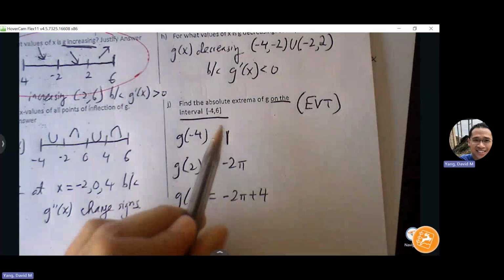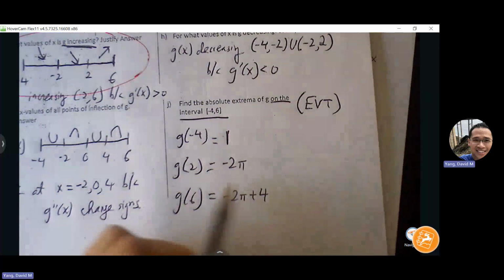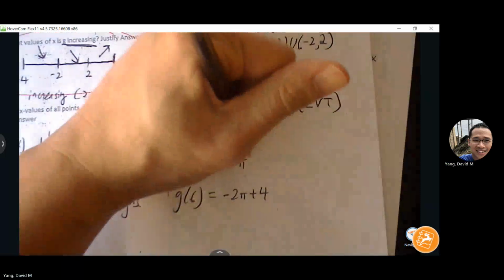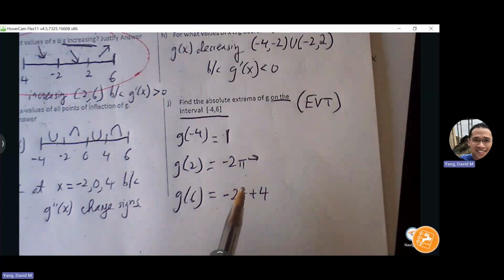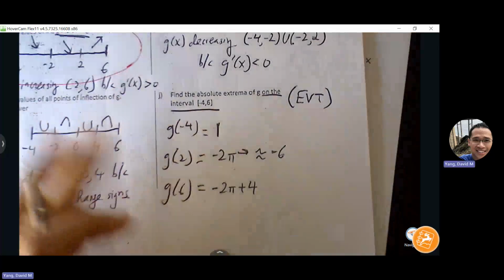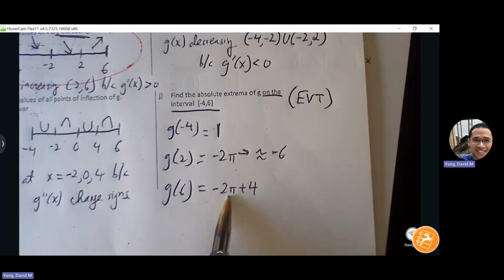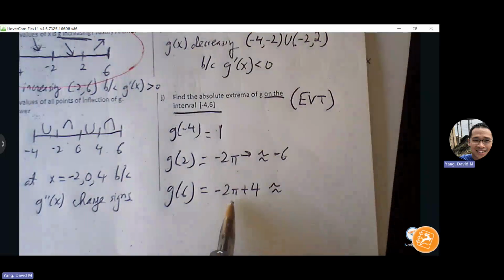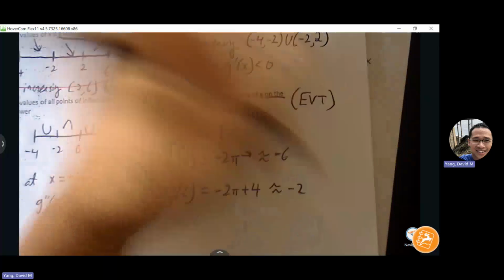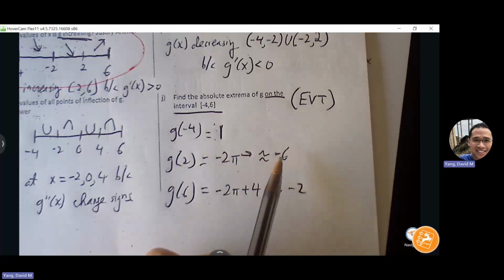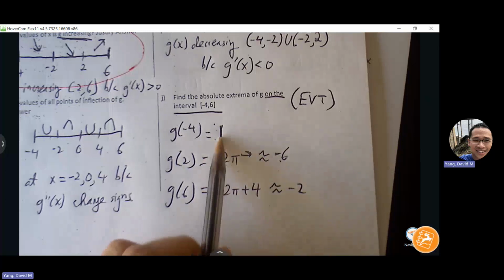Now we've got to compare these values, right? Which one's the highest, which one's lowest? I know you get to use your calculator, but let's just practice doing this without a calculator. Think of pi as what? I know it's 3.14, but easier for us would be to think of it as 3. So what's -2 times 3? -6, right? That's easy enough. Don't have to worry about how do I multiply a decimal through. What's -2 pi plus 4? It's close enough to what for comparison purposes? -2. And comparing these three numbers, you can tell that the highest is 1, the lowest is -6, or in this case, -2 pi.